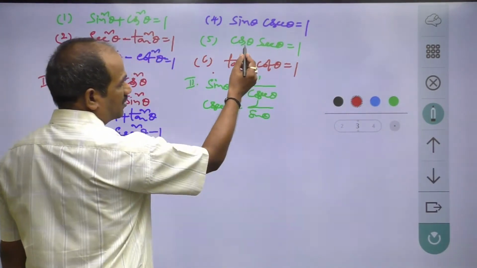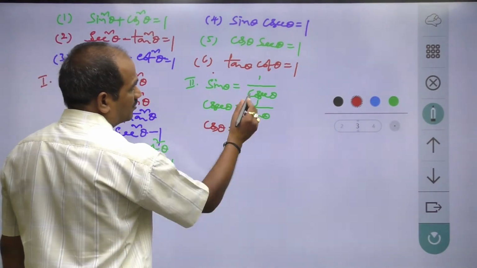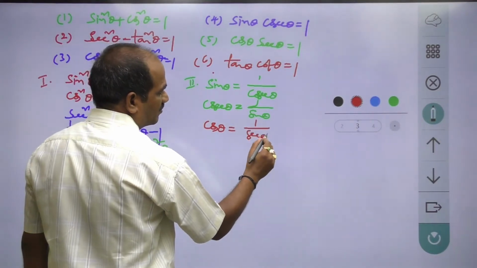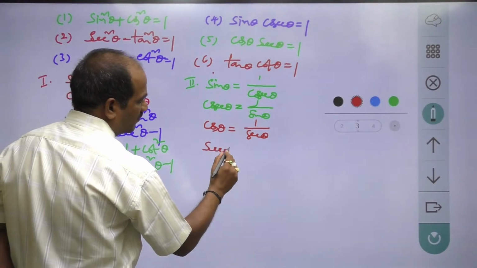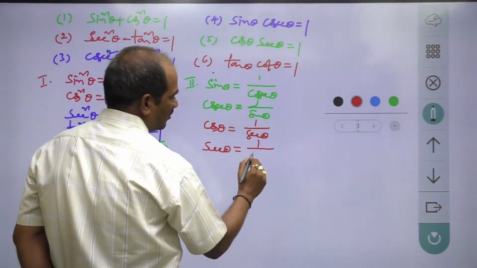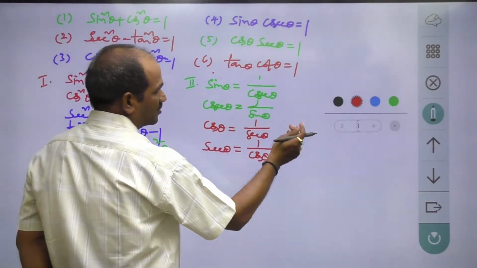Next, cos theta is equal to 1 by secant theta. So next, secant theta is equal to 1 by cos theta, cross multiply.